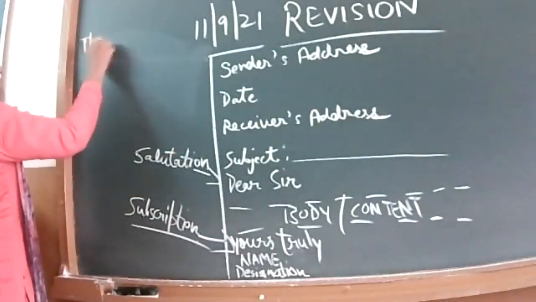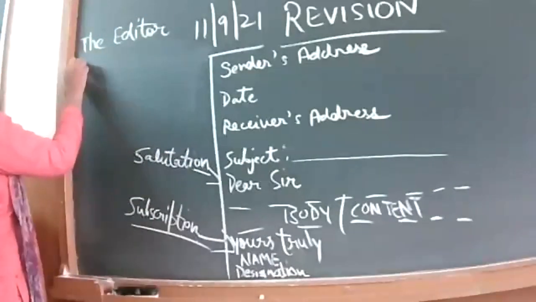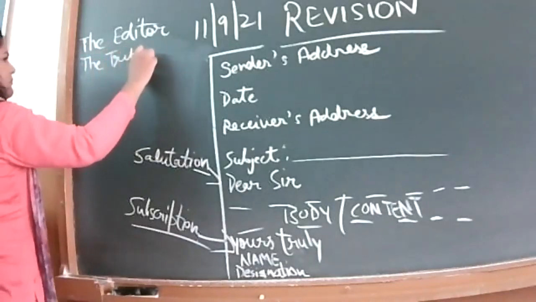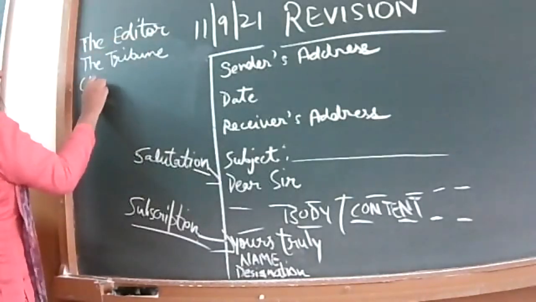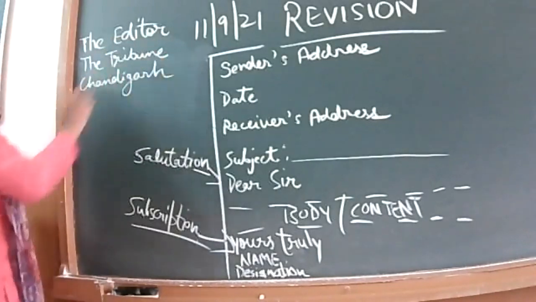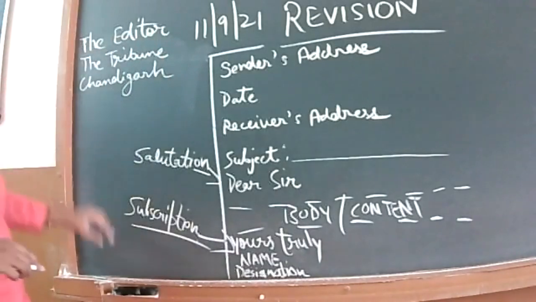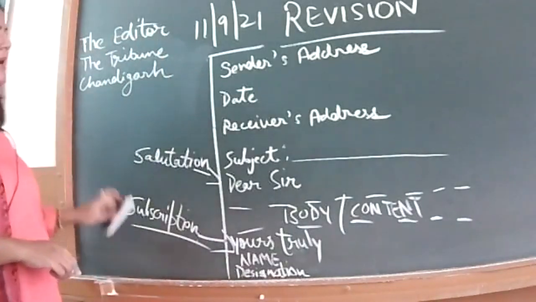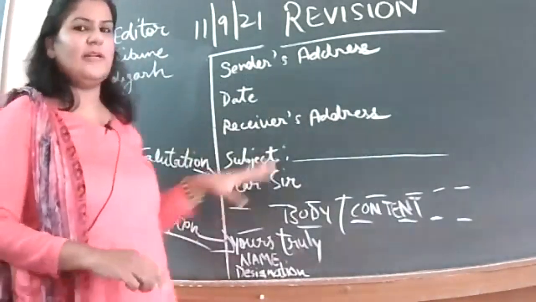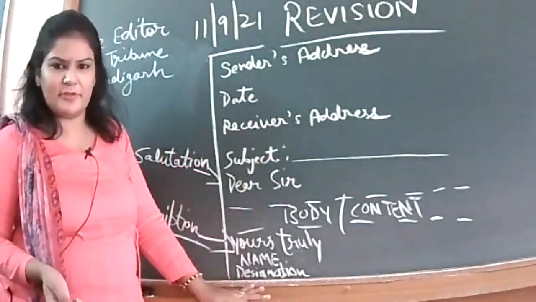Like this, E should be capital, the editor, no commas and no full stop, the Tribune, Chandigarh. So suppose this is the letter. Clear? So it is a 3-line address, and your receiver is the editor only. In case of business letters, beta, if the address is given to the manager, the director, the owner, any designation can be given to you.